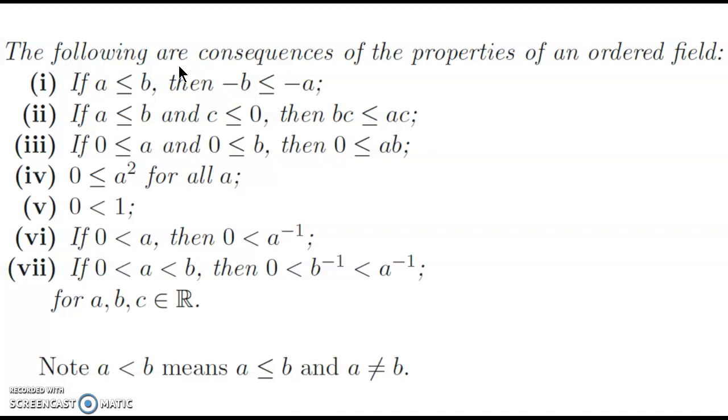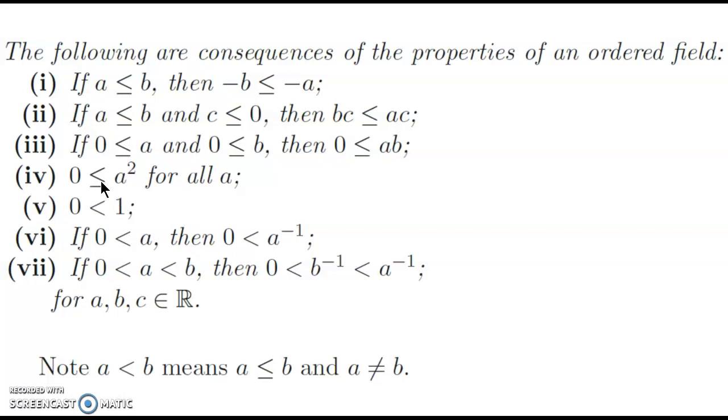The following are consequences of the properties of an ordered field. So R is also an ordered field. If A is less than or equal to B, then minus B is less than or equal to minus A. If A is less than or equal to B and C is less than or equal to 0, then BC is less than or equal to AC. If A is any number greater than or equal to 0, and B is any number greater than or equal to 0, then the product of A and B is also greater than or equal to 0.